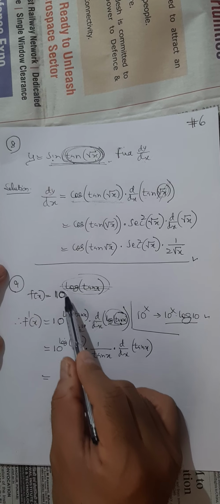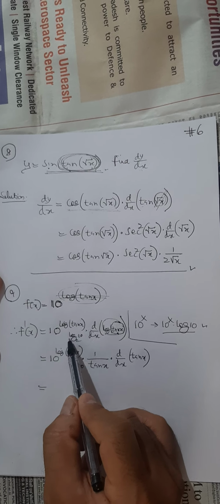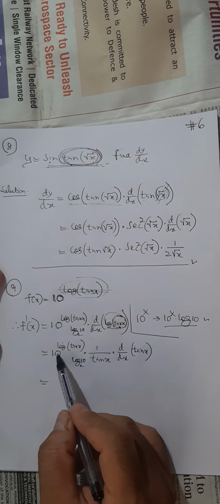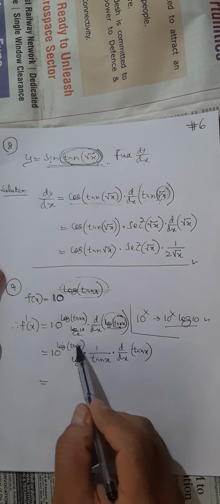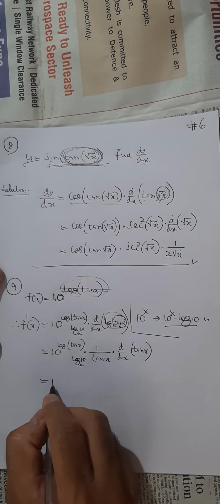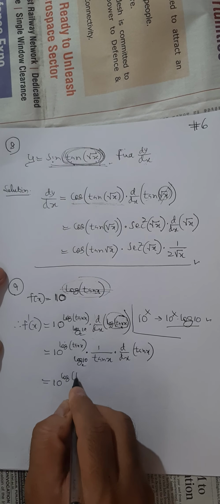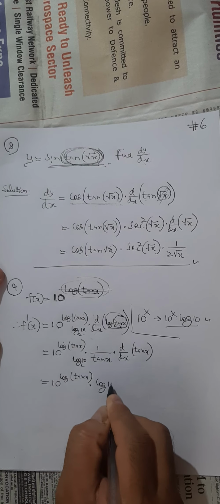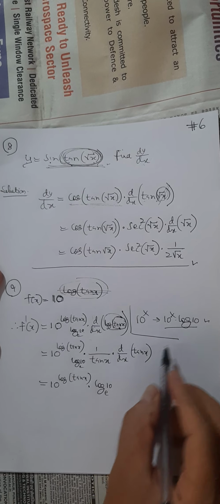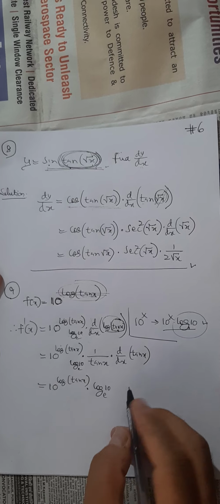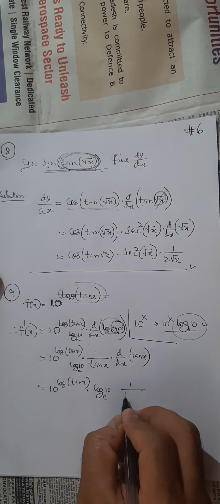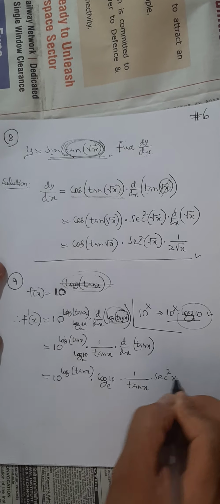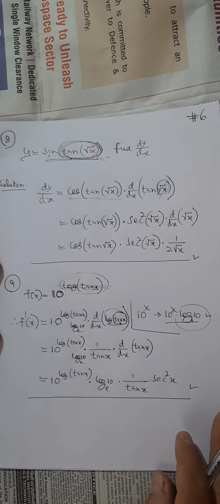So what is the derivative of 10 raised to x? That is 10 raised to x into log 10 into d by dx of this. So 10 raised to log 10 to the base 10 as it is. Let me write this. Log 10 comes from the derivative of 10 raised to x, into 1 upon 10x as it is, and derivative of 10x is 10 to the x. So this is where we have used the chain rule twice.